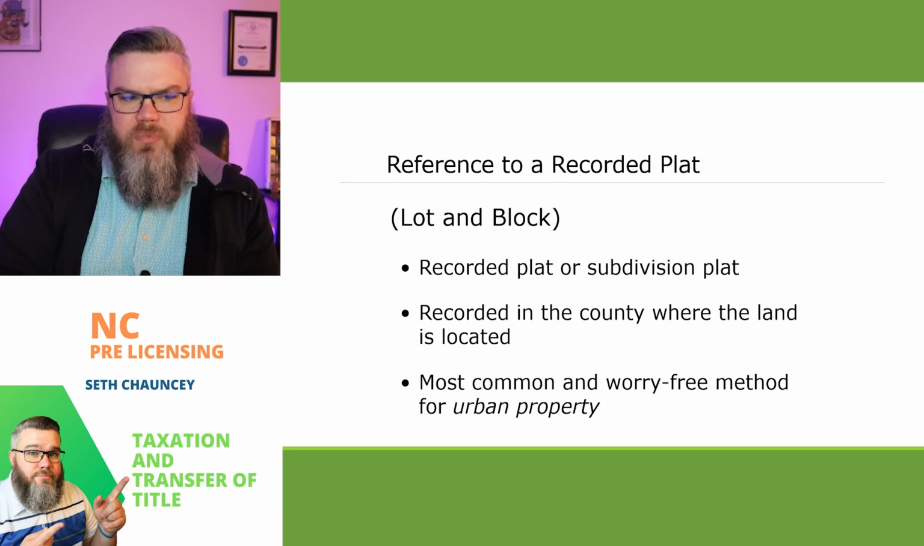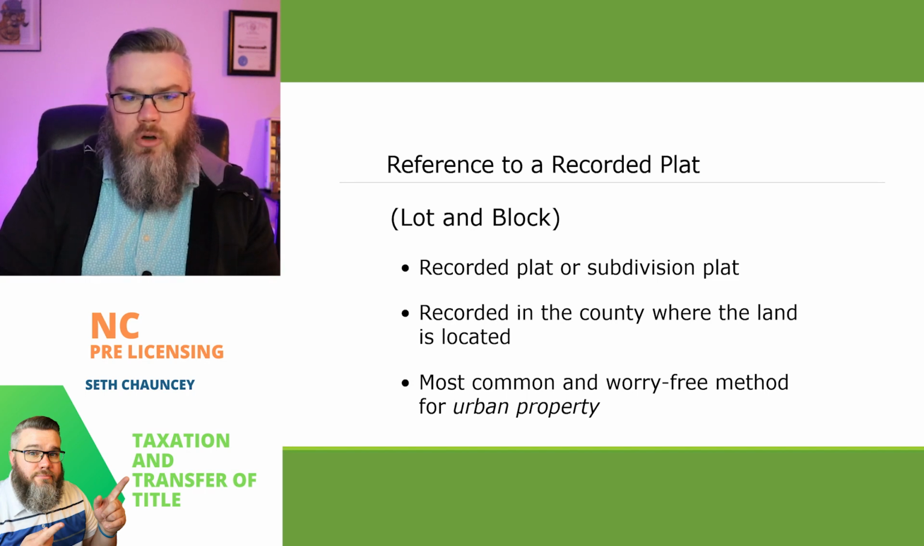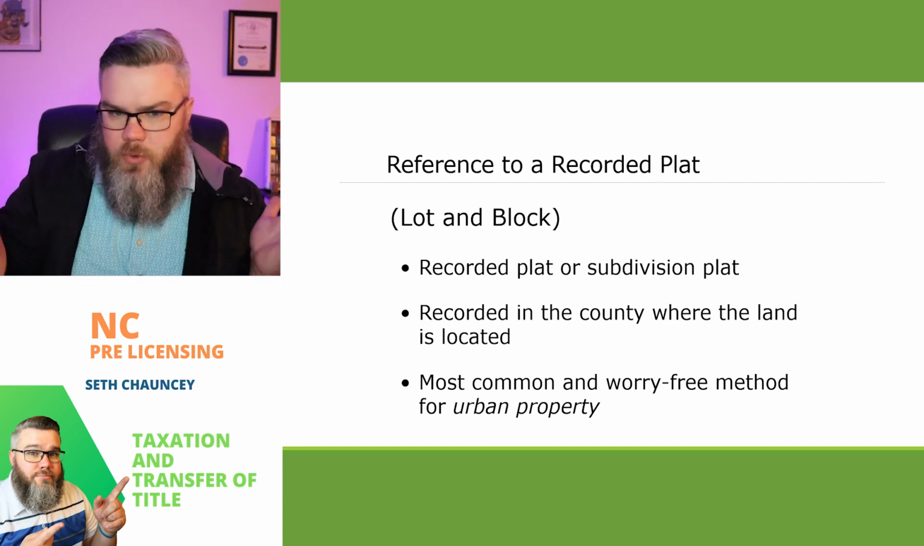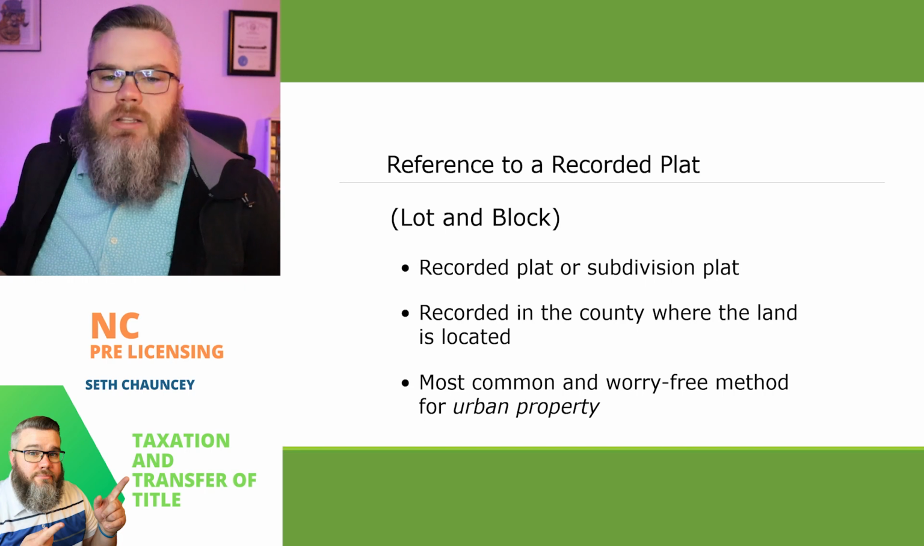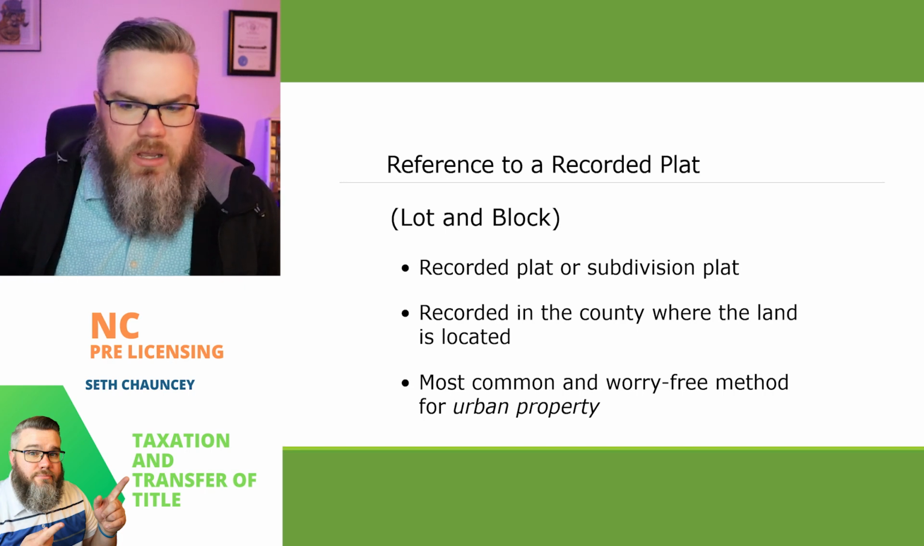And so at that point, you would just say, conveying all of lot 2 as seen on this plat map as recorded in Book of Maps 700 on page 22 or whatever it was. And so that means that you could go and look exactly where we just named and see a picture of the lot that's being conveyed.